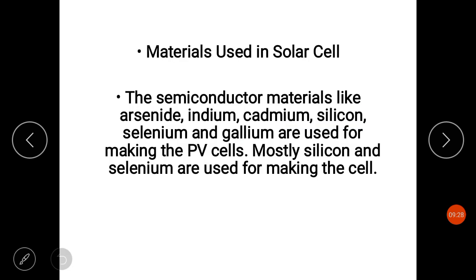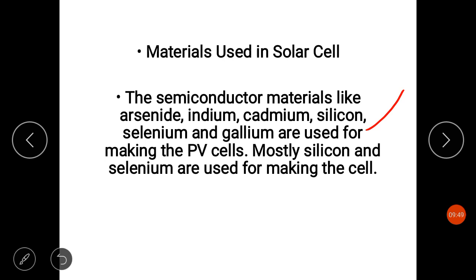And now, what are the materials used in the solar cell? Semiconductor materials like arsenide, indium, cadmium, silicon, selenium and gallium are used for making the PV cells, that is photovoltaic cells. Mostly silicon and selenium are used for making the cell.